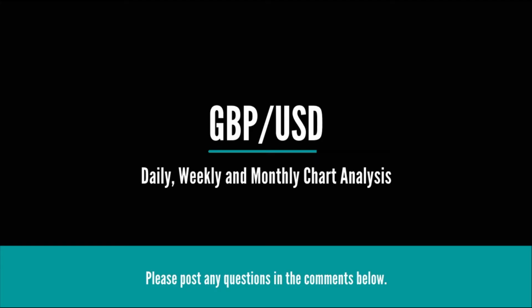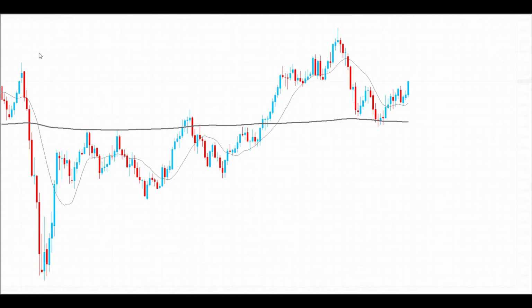Now let's see what's happening with GBP USD. Okay, so for GBP USD on the daily chart, you can see we do have an uptrend in the market. As you can see, initial test there, second test there, and a third test there of the market. And from then we've been pushing to the upside.